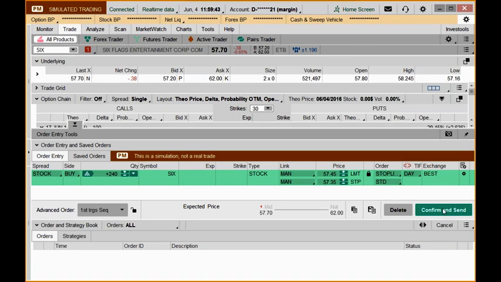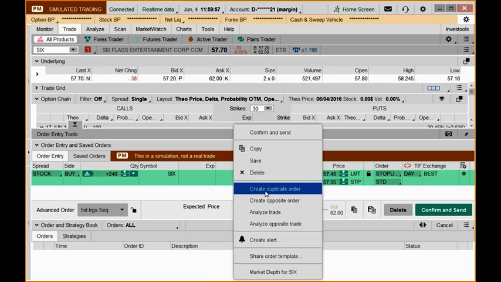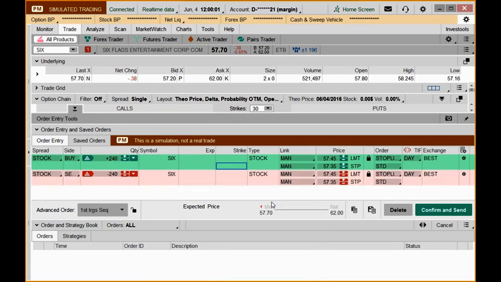It's a trick question. No. Why? Because you need a stop order. That's right. And then that is so easy. I can just sit here and I can go a couple of ways. I can basically take this and say duplicate order or create opposite order.